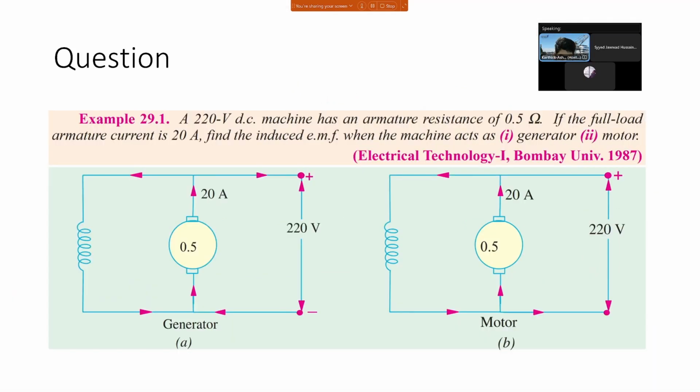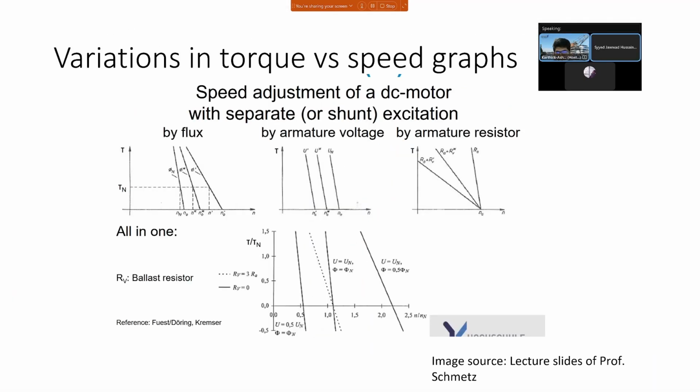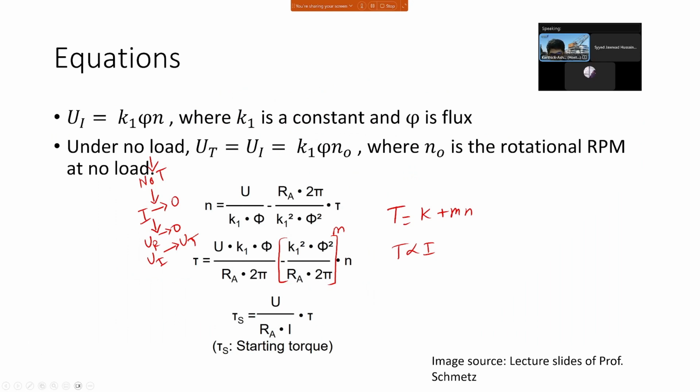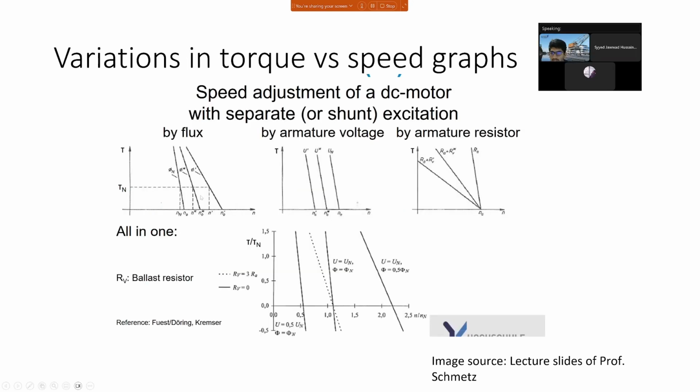Now I will show quickly what's changing. Here it's just a direct application of the same torque versus N equation. When I change this value phi, the magnetic flux, we are changing the constants. Both K and M are changing. So that's why the intersection point with the x-axis is changing and the slope is also changing.